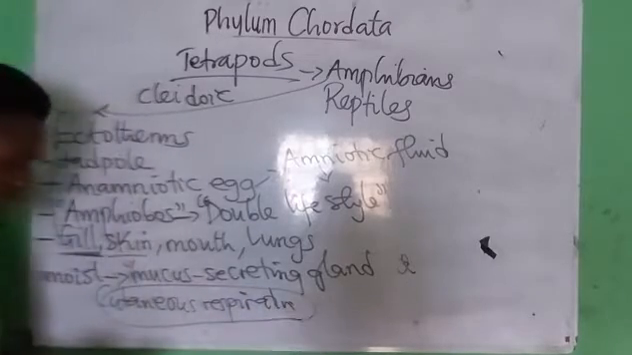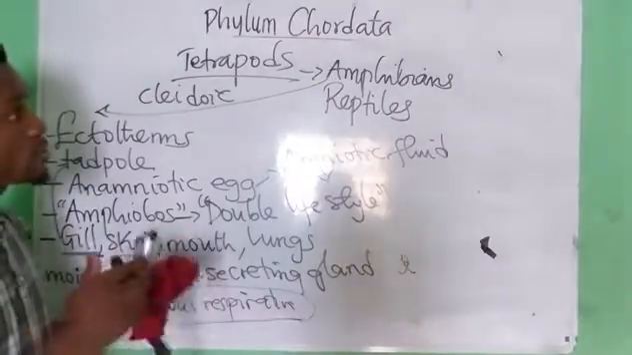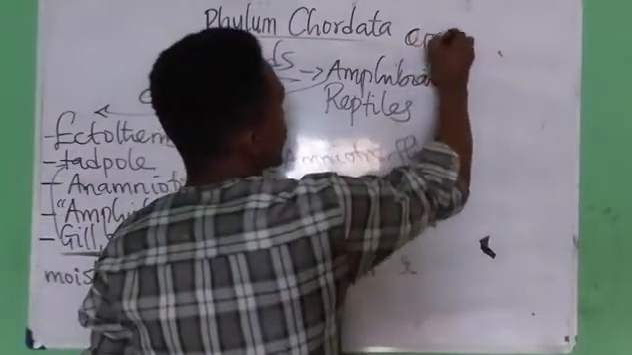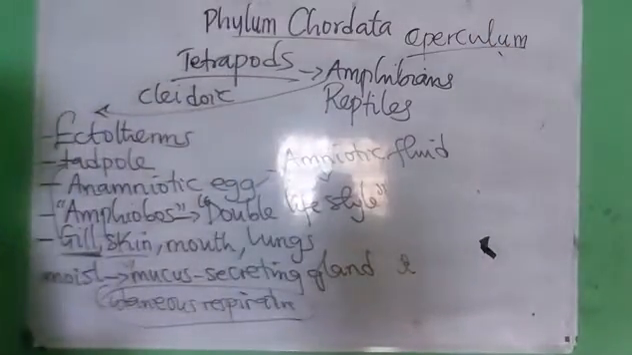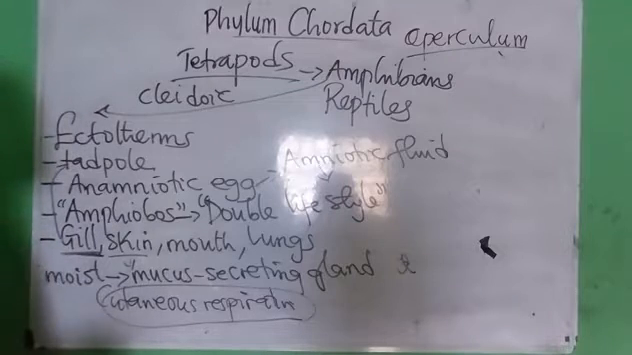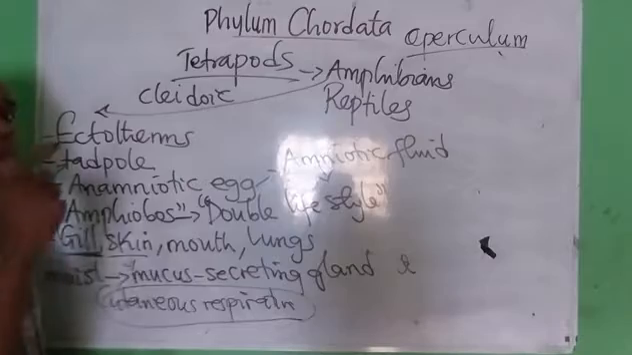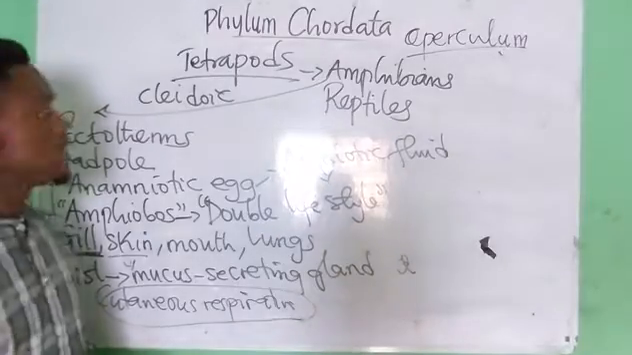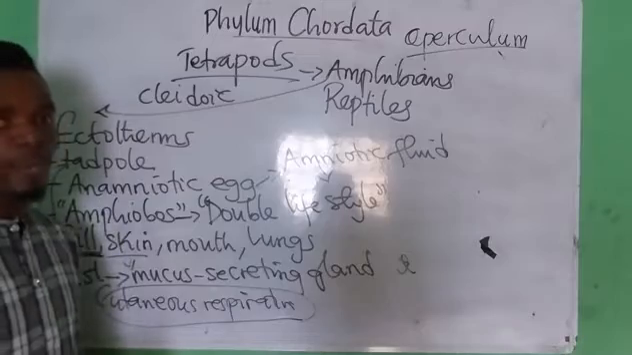Of course, the gills of the conjunctives are situated in the operculum. So the operculum is what houses the gills in conjunctives and other related fishes. Take note of that. So respiration done through the skin is called cutaneous respiration. Mouth is called buccal respiration. Lungs, pulmonary respiration.